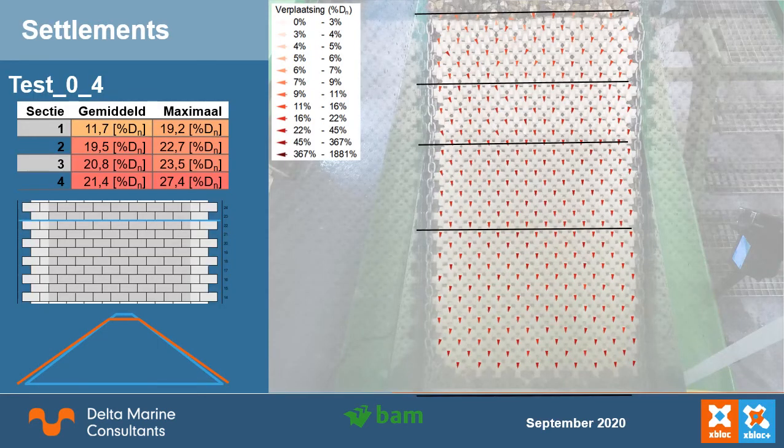We also looked at settlements. As I said before, we looked at 4 zones, starting at 1 at the top, 2 and 3, and then 4 towards the toe of the structure. This is an impression of the settlements in test 0-4, and unfortunately it was noted that the toe of the structure was not completely stable in this test.